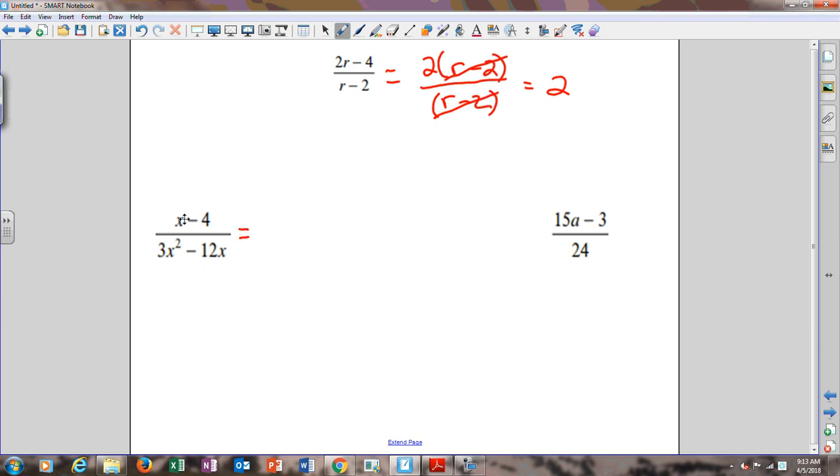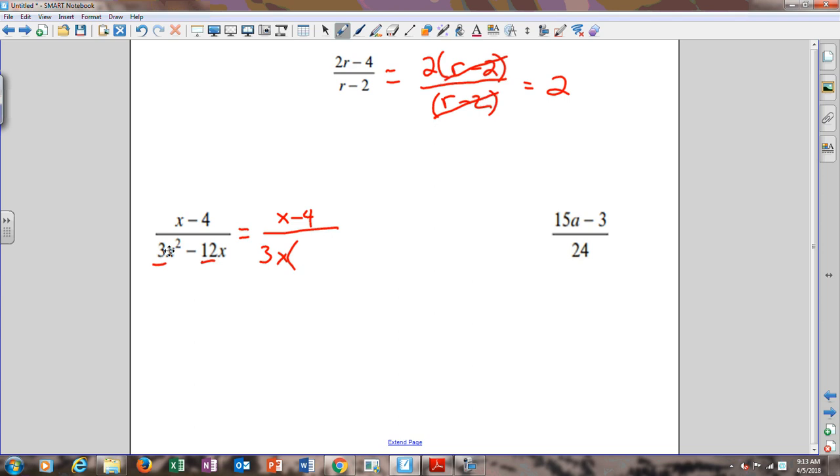On this one, is there anything that can get pulled out of x minus 4? There's no common terms. So that's just stuck with x minus 4. On the bottom, is there anything that can come out of 3x squared and negative 12x? Well, we could pull 3 out because 3 goes into 3 and 12. And you can pull an x out because there's 2 x's here and 1 x here.